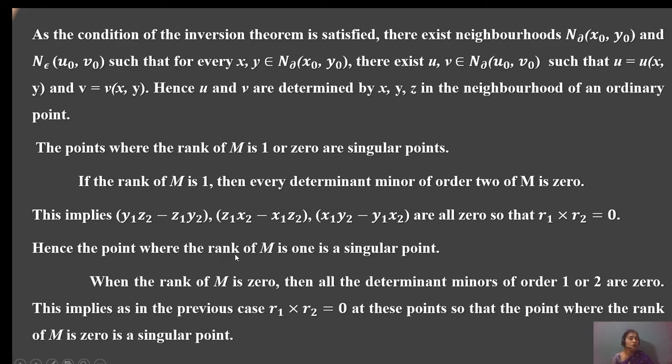If we are given 0 or 1 for the singularity, the rank is 0 or 1. When the rank of M is 0, then all determinants of the minors of order 1 or 2 are 0. Hence, as in the previous case, r1 × r2 equals 0, so the rank of M is 0. This is called a singular point. Otherwise, if the rank is 2, it is an ordinary point. Okay, this is what is generated.